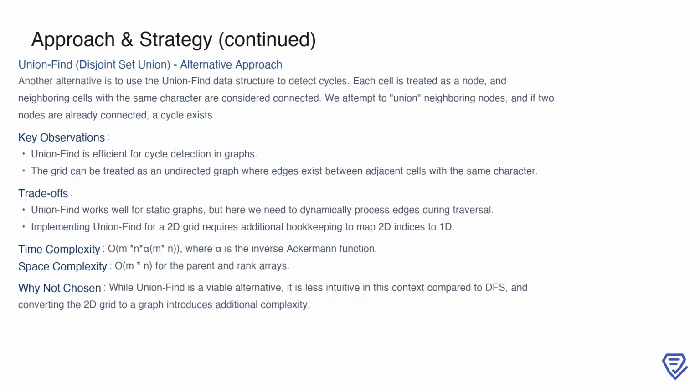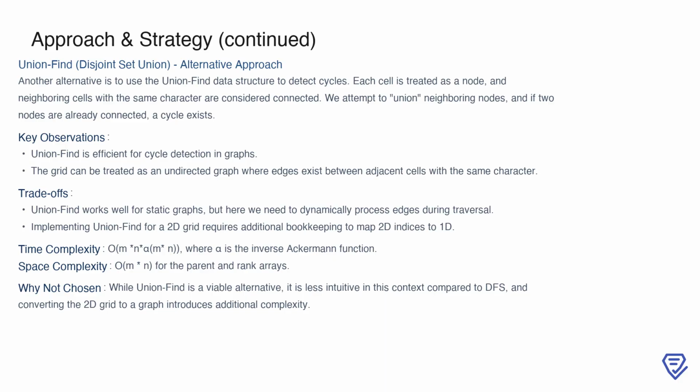An alternative strategy to detect cycles is to use the union-find data structure, also known as disjoint set union. Here, each cell in the grid is treated as a node, and edges are created between neighboring cells that share the same character. The idea is to union these neighboring nodes, and if two nodes that are already connected attempt to union again, it indicates the presence of a cycle. This method is highly efficient for detecting cycles in graphs, and the grid can be interpreted as an undirected graph where edges exist between adjacent cells with the same character.